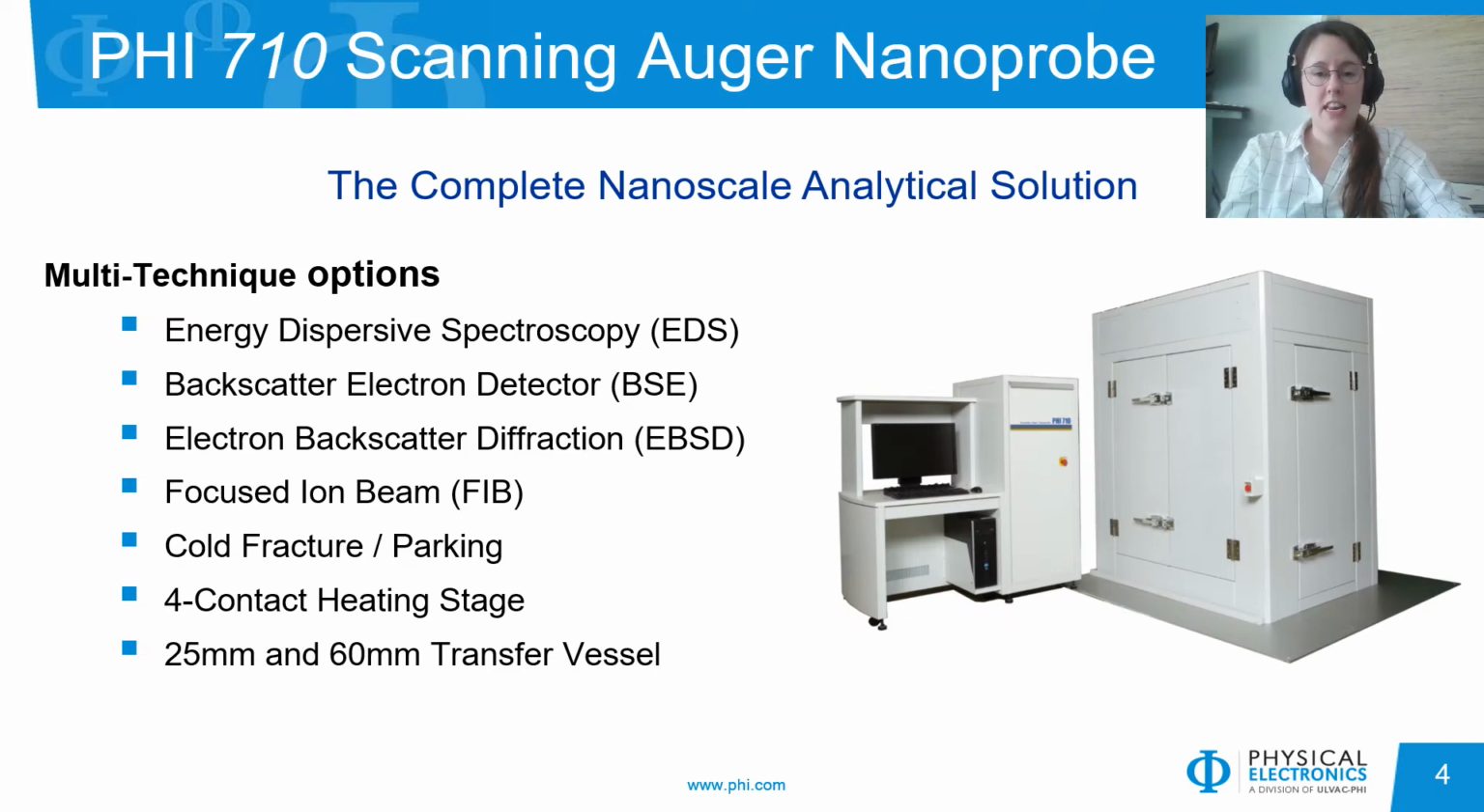In our 710 instrument, we have multi-technique options available. One of the techniques is energy dispersive spectroscopy, EDS. We also have a backscatter electron detector, electron backscatter diffraction, and focused ion beam. We have a cold fracture and parking stage for contact heating, and we also have a 25 millimeter and 60 millimeter transfer vessel so that you can transfer samples from system to system without breaking vacuum.